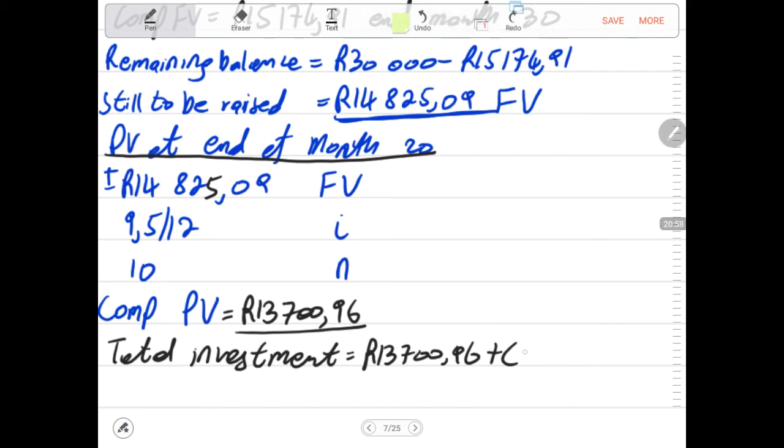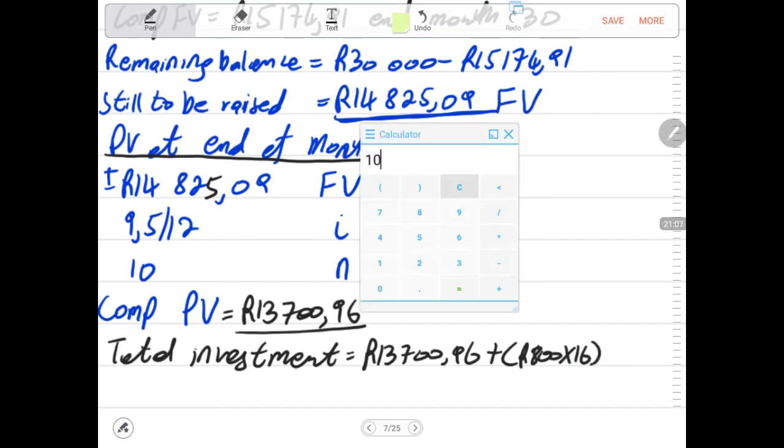And at the same time the investor has invested 800 for 16 months. So 800 times 16 will give us another amount of money that the investor has invested. So 800 times 16 months gives us 12,800. We have 12,800 plus 13,700.96. That means the investor would have invested a total of 26,500.96 cents.